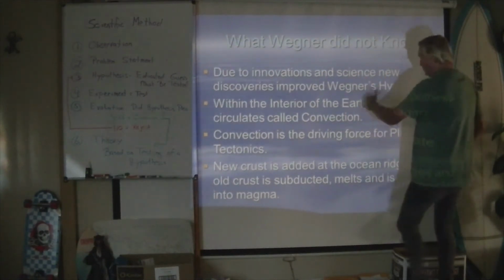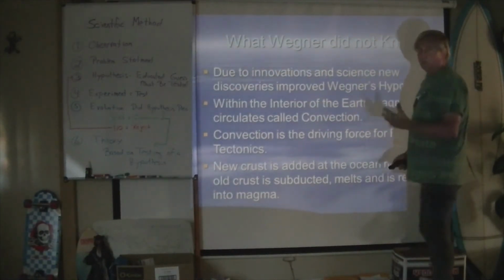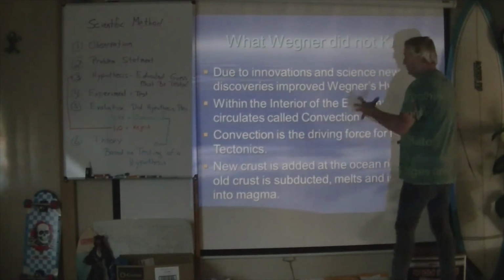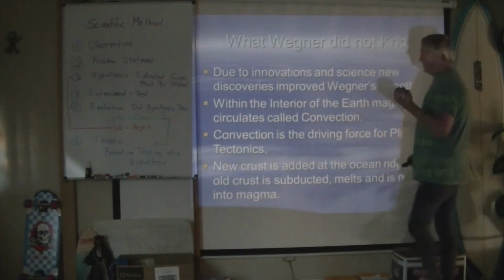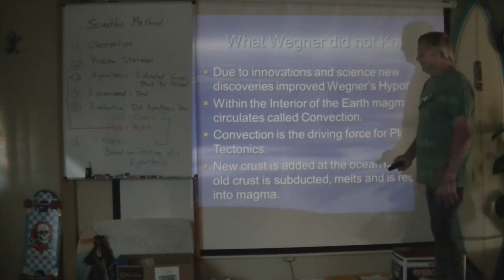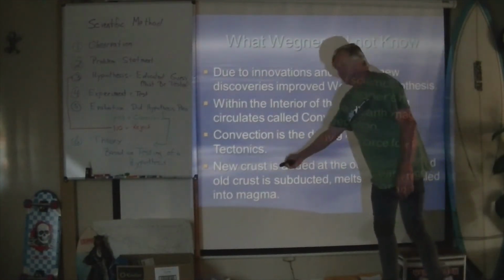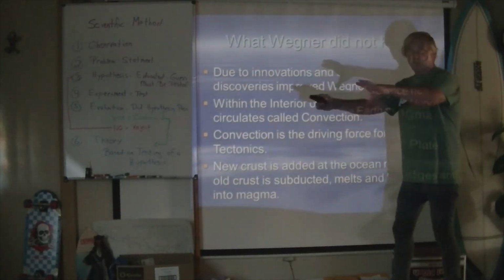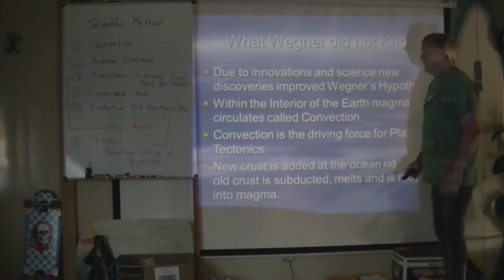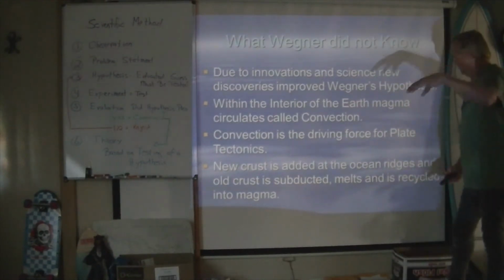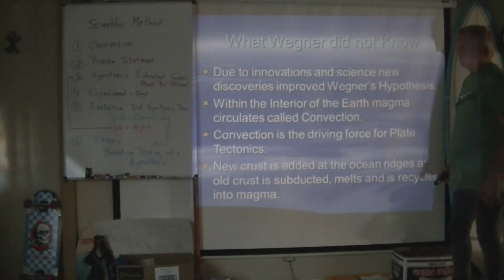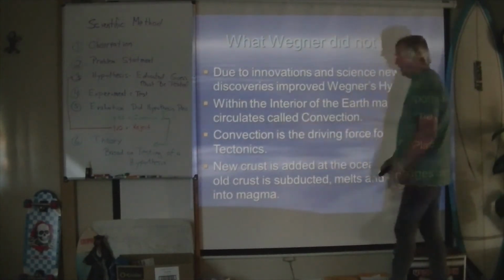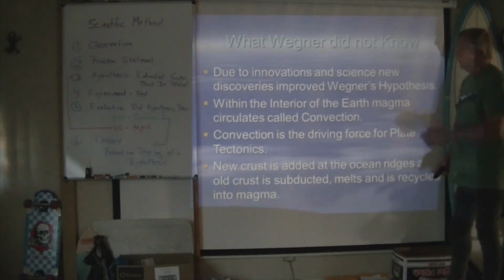Some of that magma that circulates makes it to the surface. We call that volcanoes. This magma, this convection, is what drives plate tectonics. This adds new crust in the middle of the ocean, called the Mid-Atlantic Ridge. It pushes that crust aside. In other areas, old crust is being subducted underneath continents. It's melting. It's returning. So nature recycles, constantly working to recycle everything.